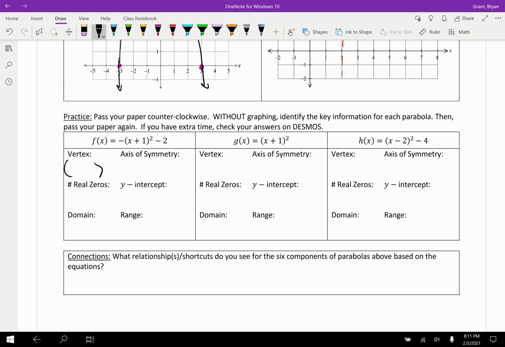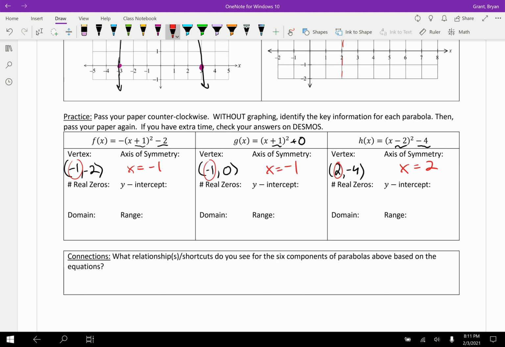Vertex, opposite of h, comma k, -1, comma -2. Let's do all the vertices first. This vertex, opposite of h, -1, comma that invisible k, 0. Opposite of h, comma k. Vertices, check. Axis of symmetry, super easy. It is just the h coordinate of the vertex. X equals -1, x equals -1, x equals 2.